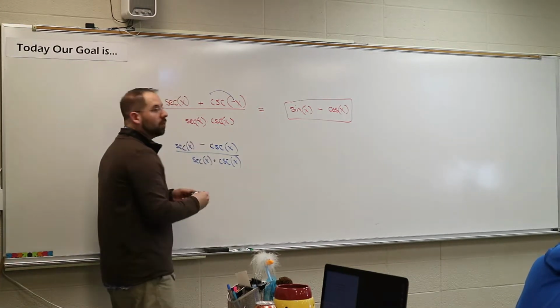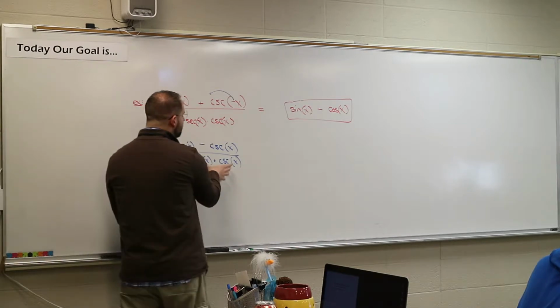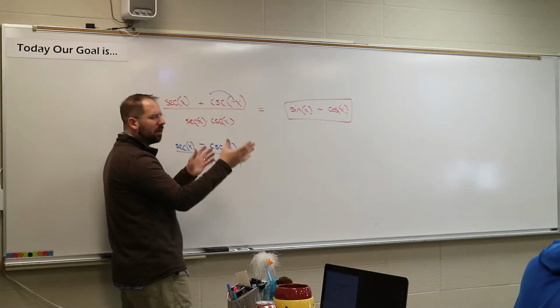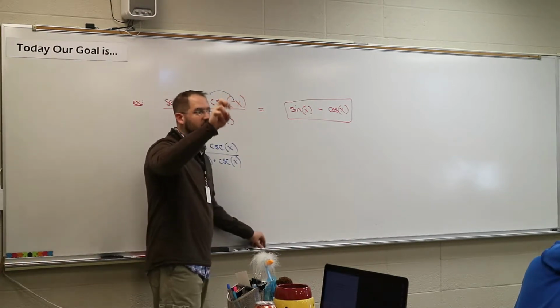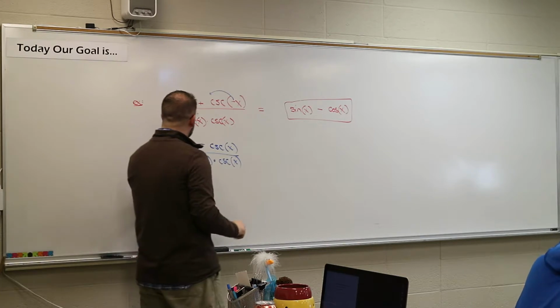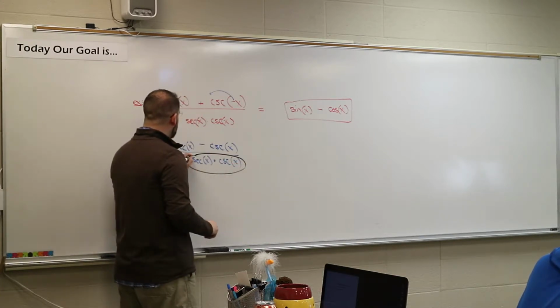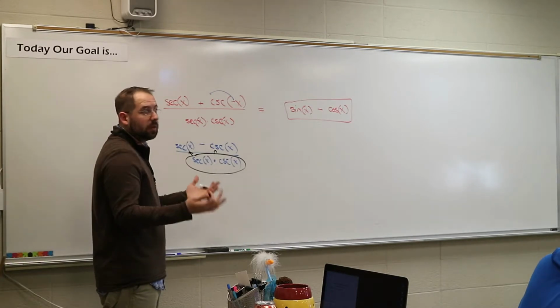Now, one method of doing this problem. I'll show you 2 different ways. One method, since this is one item on the bottom, it's not a binomial. This is one item because they're being multiplied together. You can do the property of division that you learned in elementary days. Whatever's on the bottom, you can just divide each item by it. That is literally one way you could do this.